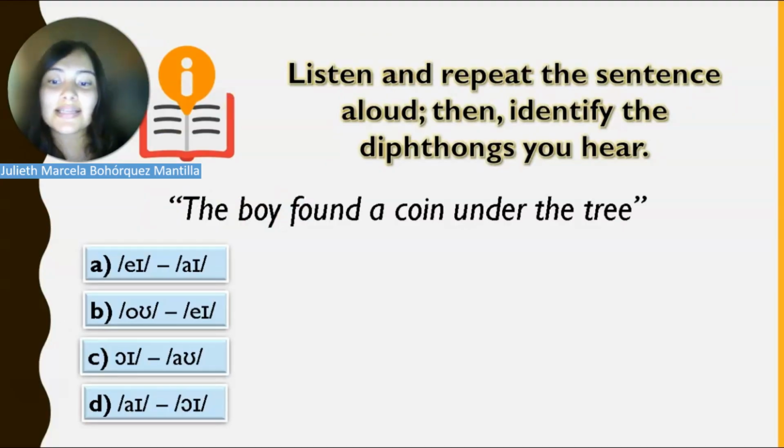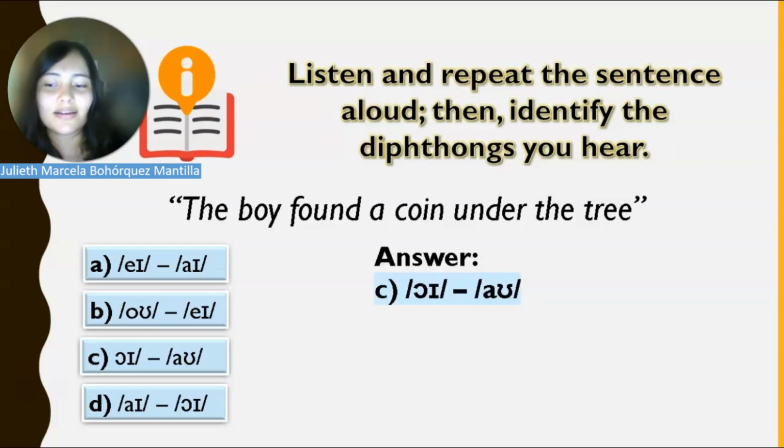Now listen and repeat the sentence out loud. The boy found a coin under the tree. Listen carefully. The boy found a coin under the tree. Great. Let's identify the diphthongs. Which option is correct? What do you think? Exactly. It's C. Okay. Oi and ow. And which words have diphthongs? There are 3, correct. Boy, that's oi. Found, that's ow. Coin, that's oi.